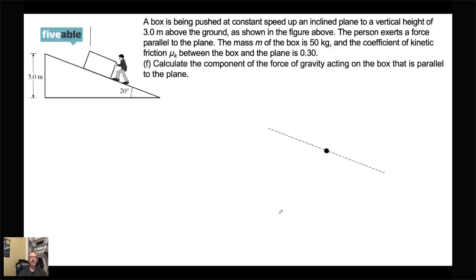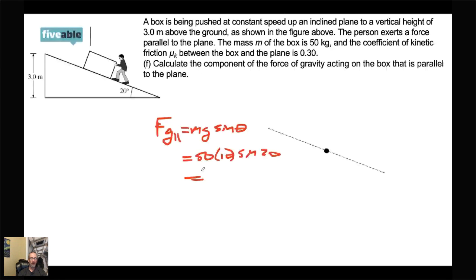So let's do that. We want the force of gravity that is parallel to the plane. That is mg sine of the angle. We did cosine of the angle in the last one because it was perpendicular, and that's the same as the normal force. So now we're going to take 50 times 10, and we're going to do the sine of 20 this time. 500 times the sine of 20 is going to give us 171.